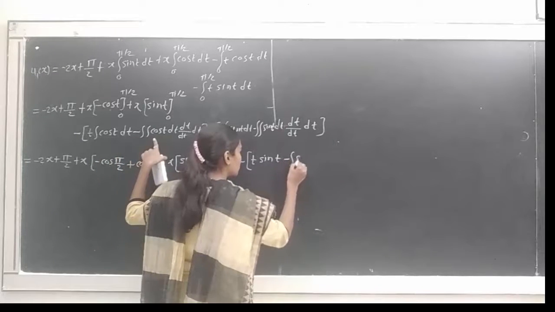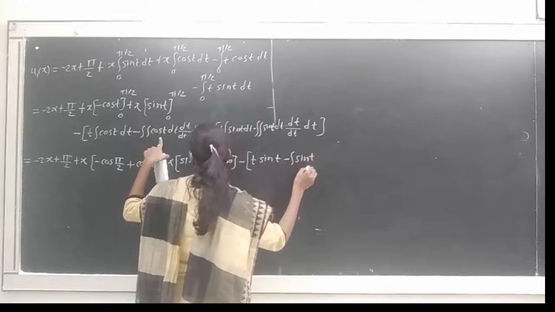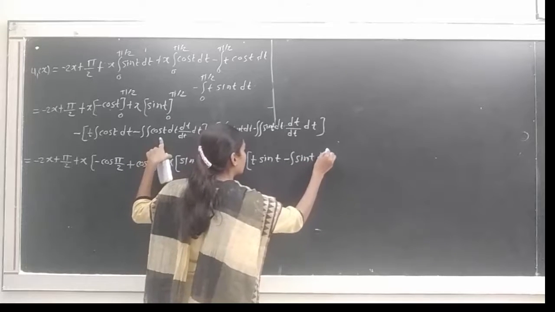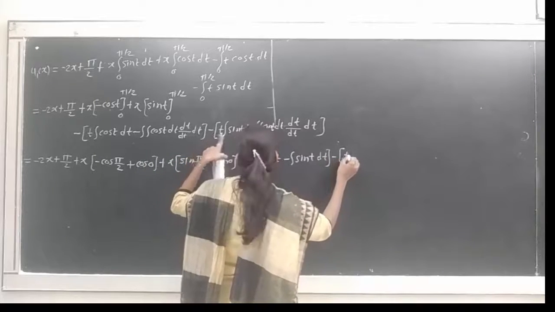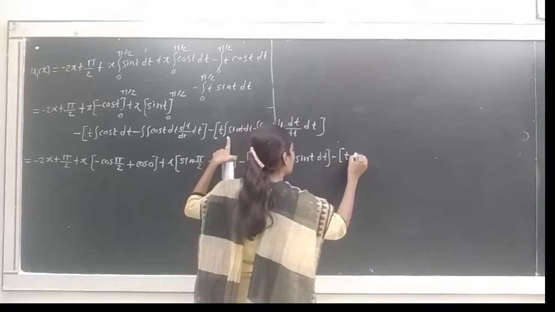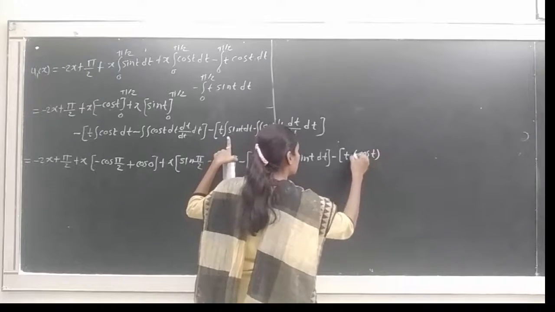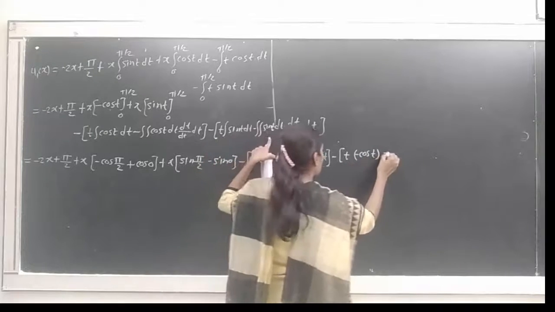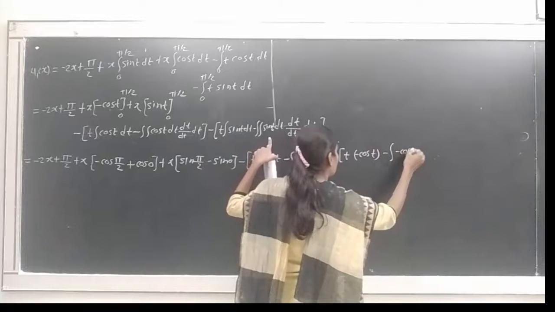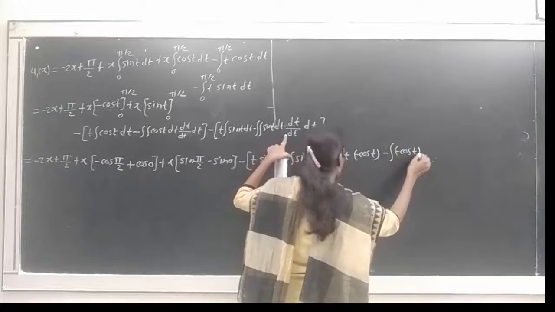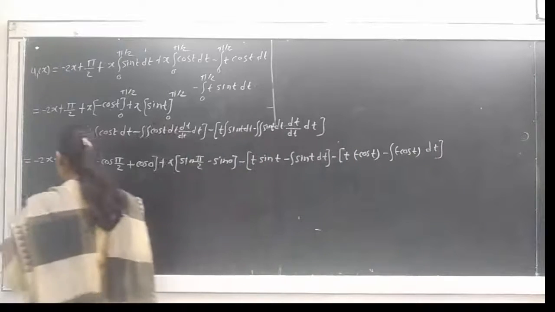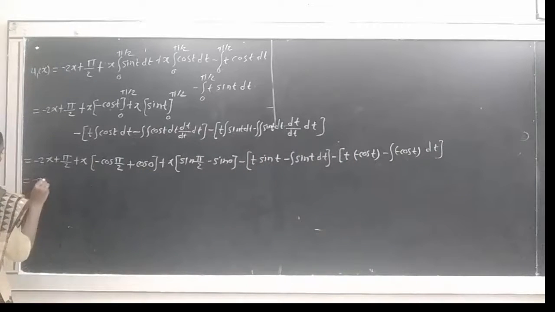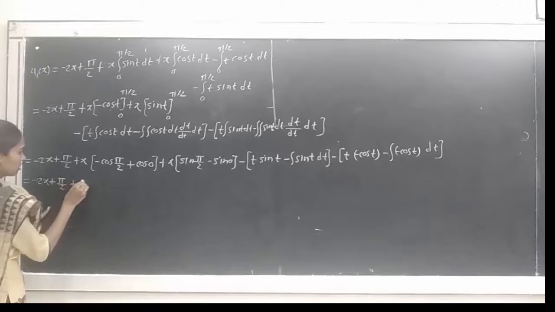sin t, so integration we get here sin t dt, okay, then minus here t, integration of sin t will be minus cos t, we write in bracket, then minus integration of sin t will be again here minus cos t, derivative of t with respect to t is 1 and into dt, okay, then is equal to minus 2x plus pi by 2 plus x.